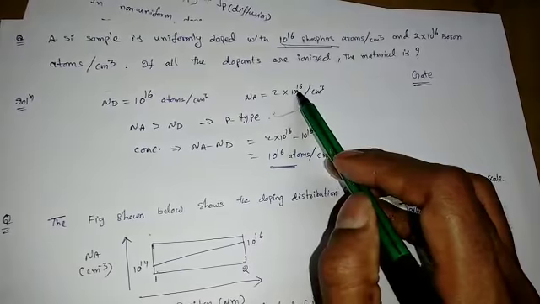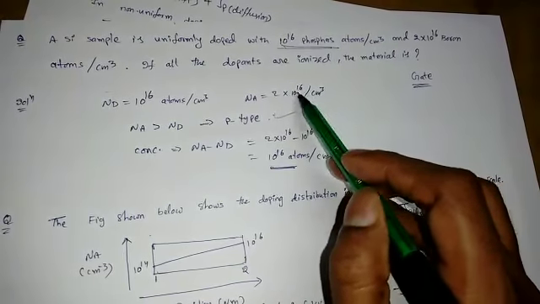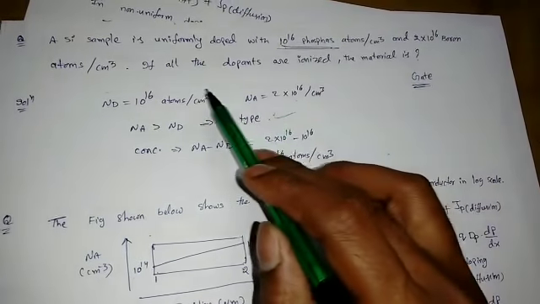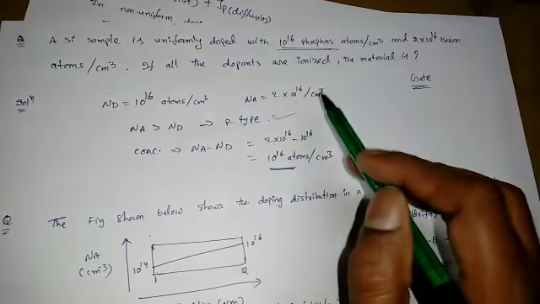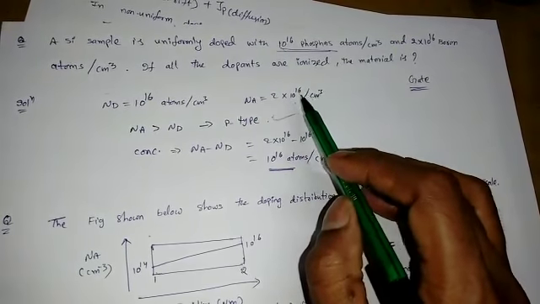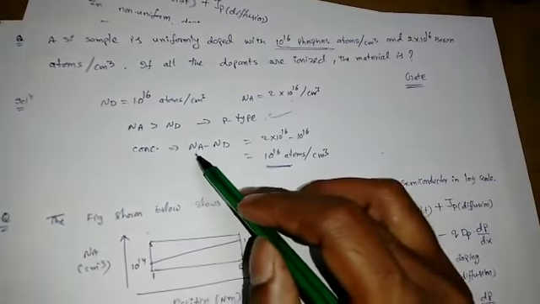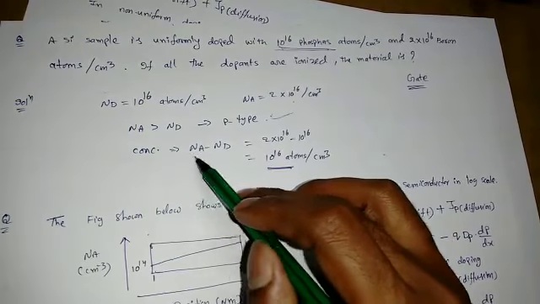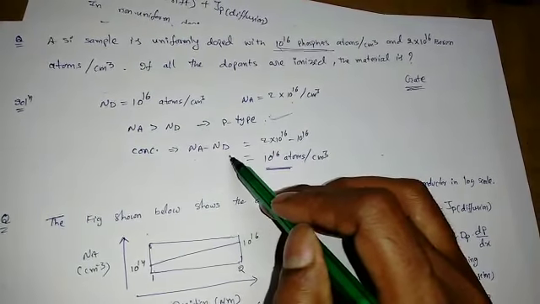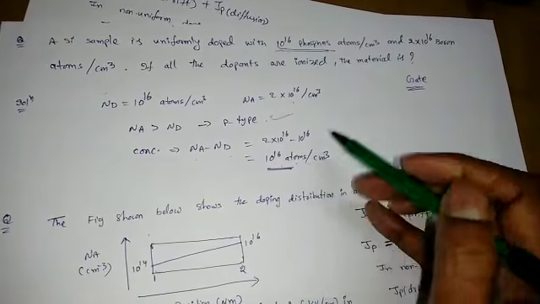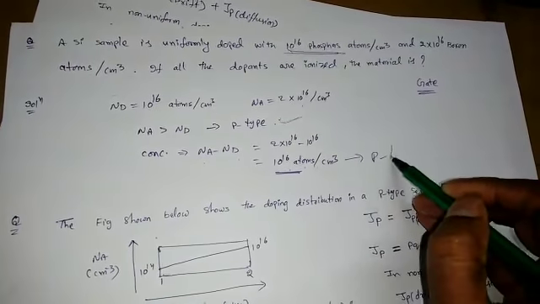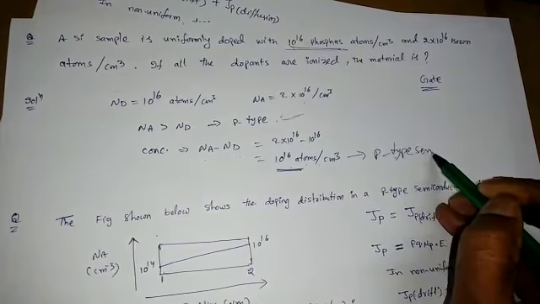and this 1 into 10 to the power 16, so it's having 2 times 10 to the power 16. So this one time and this one time will be ionized, then the remaining is 1 into 10 to the power 16. So that's why the overall concentration of that material is Na minus Nd, that is 10 to the power 16 atoms per centimeter cube, and it is a P type semiconductor.